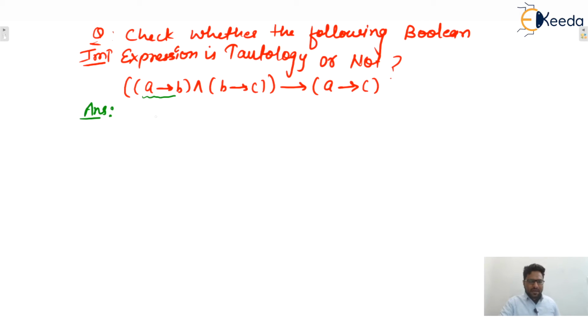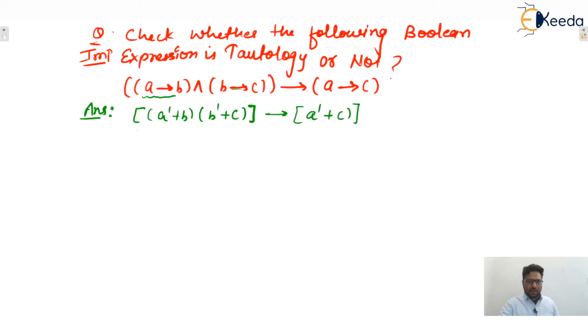So what is P implies Q? That is P dash plus Q. So we can write it like that: A dash plus B, and the dot, this one becomes B dash plus C. Implication, we just discussed how to write the implication in the form of primary operators. And this one is implication and can be written like this, A dash plus C.